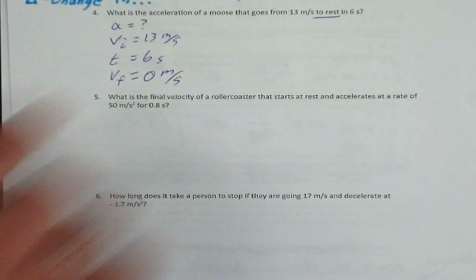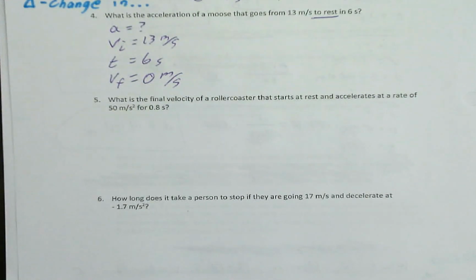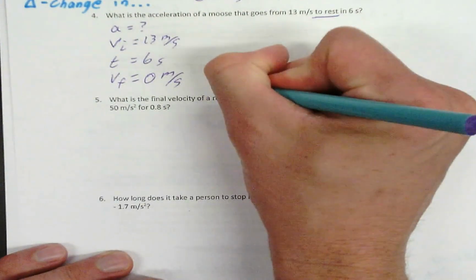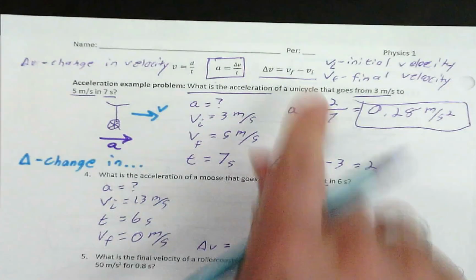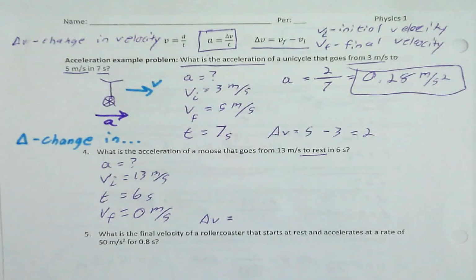We got the setup here. Be really careful. I need to find delta V first. Okay? So I'm doing that. Remember, delta V is final minus initial. Here's what people think delta V is. People think delta V is big minus little. That is not what delta V is. Delta V is final minus initial.